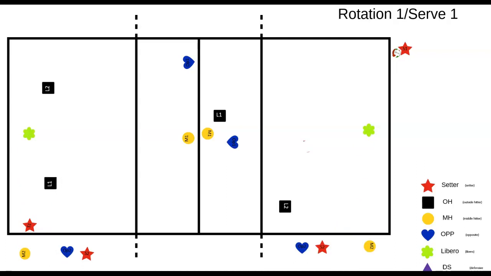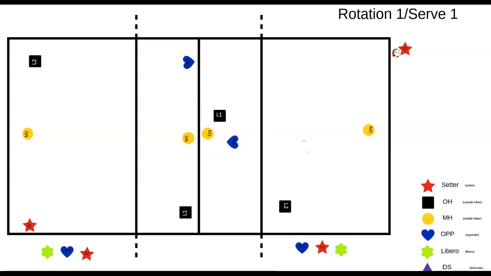So when our liberos go in and out, I want to remind you that their entry and exit zone is from the 10-foot line to the end line. That is their entire entry and exit zone. They cannot go in between the net and the 10-foot line. If they do, it is an illegal entry and it counts as a substitution, and then we would have to give them the ball. So let's take one more look at that and what that looks like.